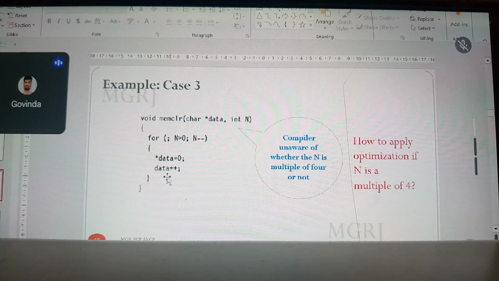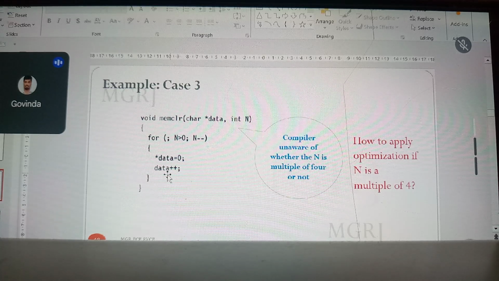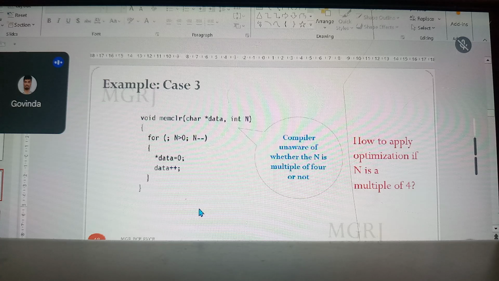Yes, if I'm writing a program statement inside the body of the loop to clear the 8 memory locations, then rather than decrementing n by 1 for every iteration, we can decrement by 8, so that we can reduce the loop overhead by a factor of 8. That's the meaning of it. These things will not be known to the compiler. It is the job of the programmer to take care of these things and get the optimized code.